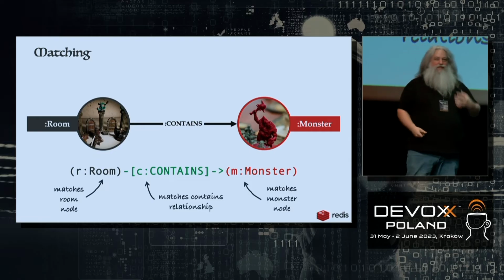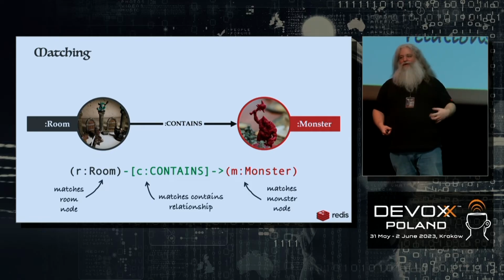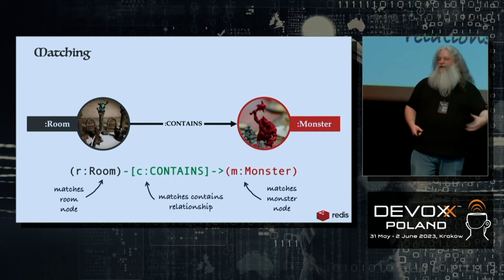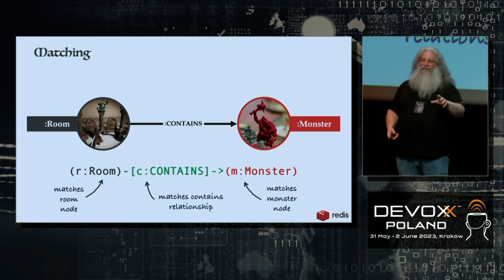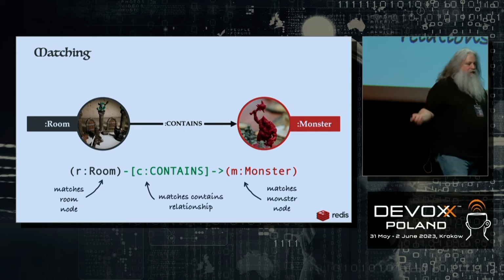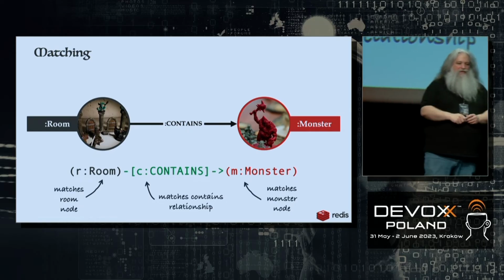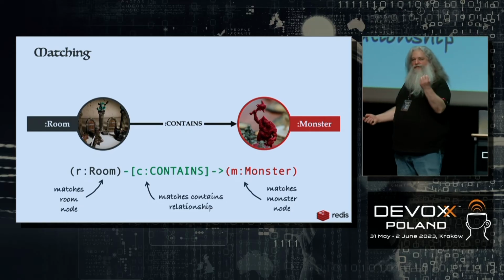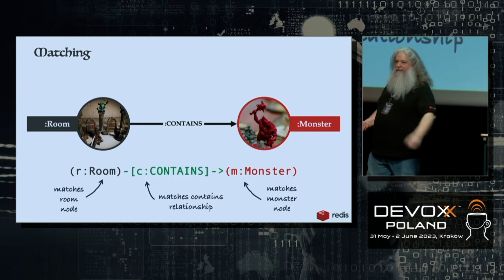But if you want a room that contains a monster and a treasure and a trap, then that's harder to represent. There are ways to do it with Cypher. We're not going to get into them, but you can basically do nested matchings. So this is the basics of Cypher. This is the key idea in Cypher: these matching patterns.